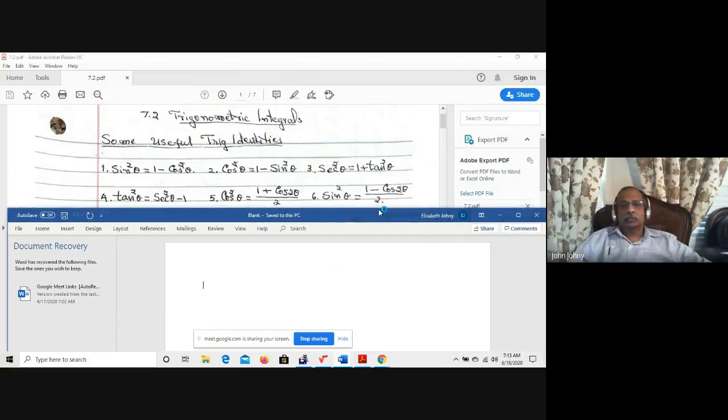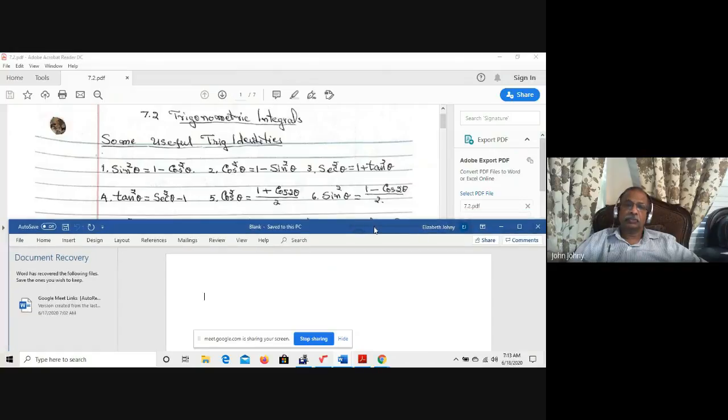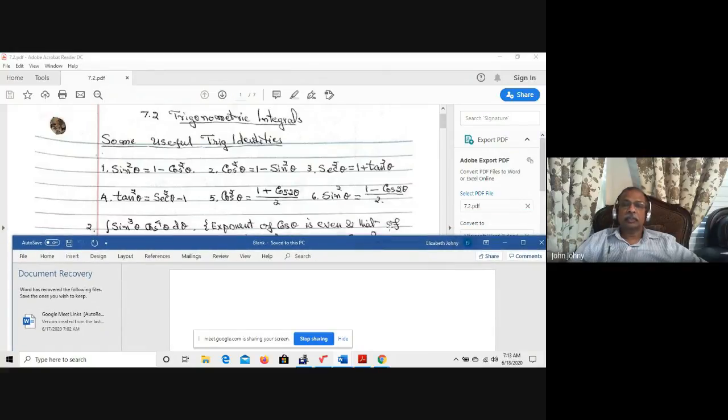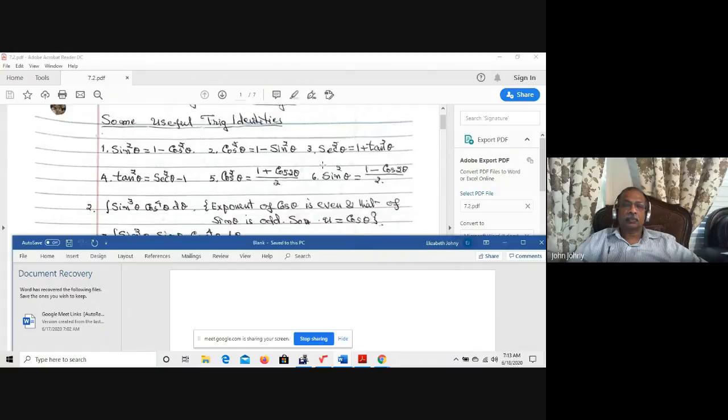The fifth one is cos square theta is equal to 1 plus cos 2 theta all divided by 2. Sine square theta is equal to 1 minus cos 2 theta all divided by 2. Those two are the power reducing formulas. Now let us start with question number 2 from the textbook.